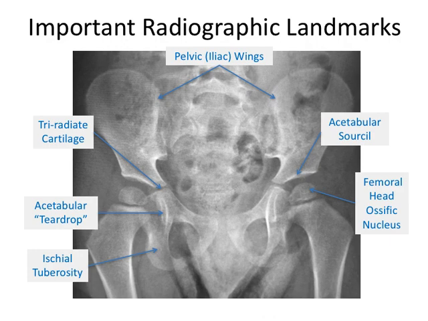Okay? So I talked about the triradiate cartilage before. The triradiate cartilage on a standard X-ray appears as a dark line in the center of the socket. These are the pelvic iliac wings.